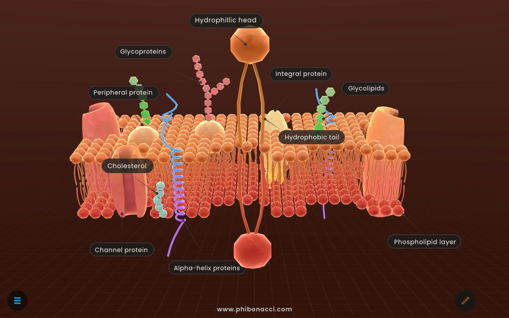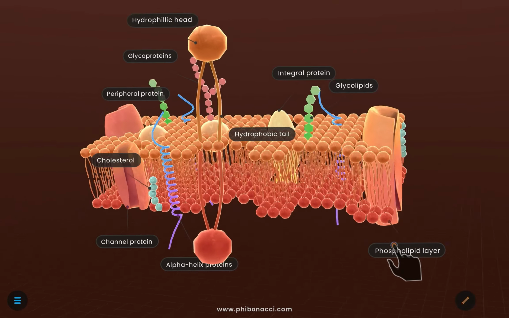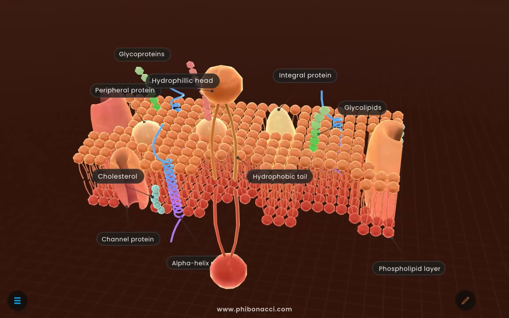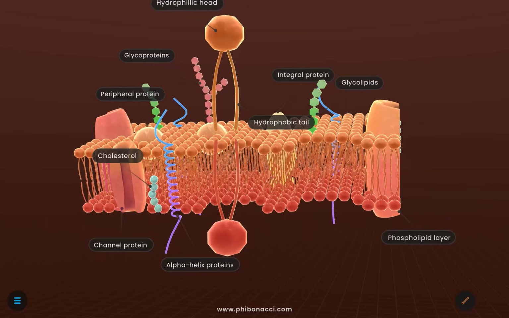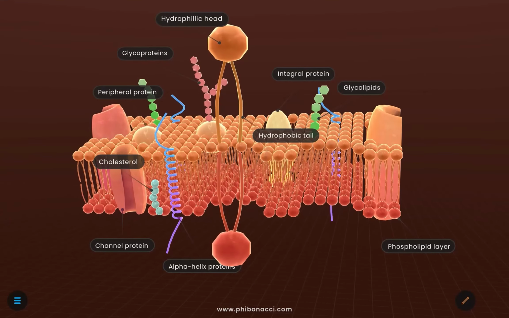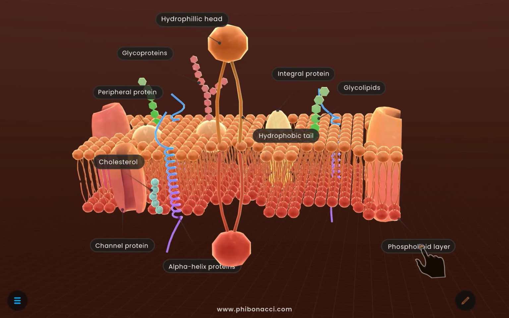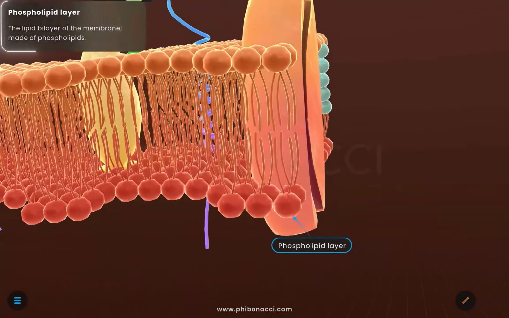First of all, we'll have a look at the lipid bilayer that forms the major component of the cell membrane. This is called a phospholipid layer. So what does the phospholipid layer consist of? It is made up of phospholipid molecules. Okay, so these are the phospholipids.